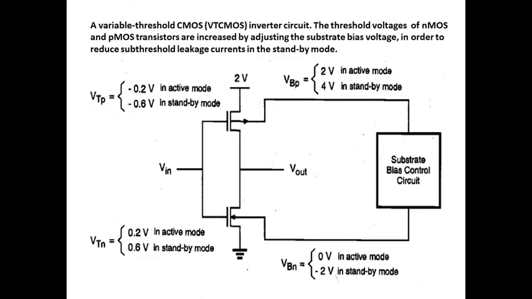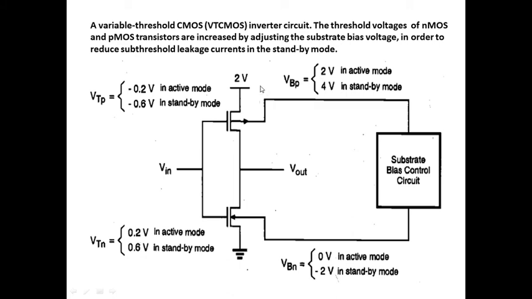Now consider this variable threshold CMOS inverter circuit. The threshold voltages of the NMOS and PMOS transistors are increased by adjusting the substrate bias voltage in order to reduce the sub-threshold leakage current in the standby mode. Standby mode means when the transistors are in the off state. In this circuit you can observe that when this PMOS transistor is in active mode, the threshold voltage of this transistor will be minus 0.2. But when it goes into standby mode, the threshold voltage of this PMOS transistor will change from 0.2 to 0.6.